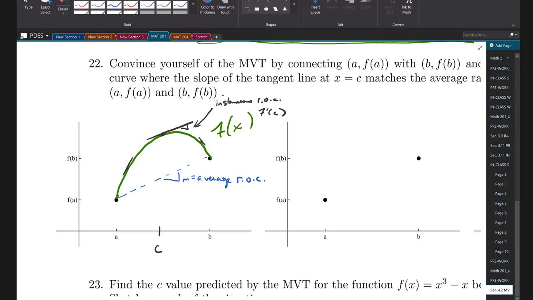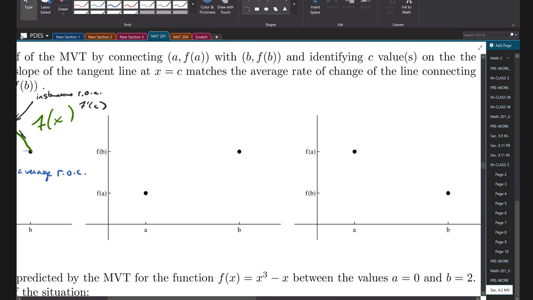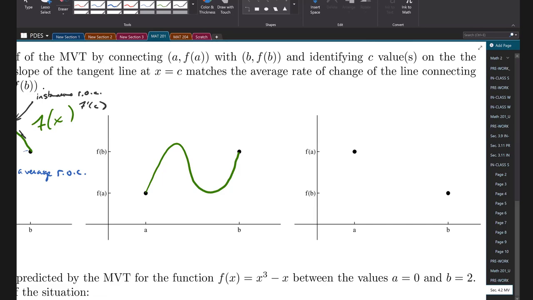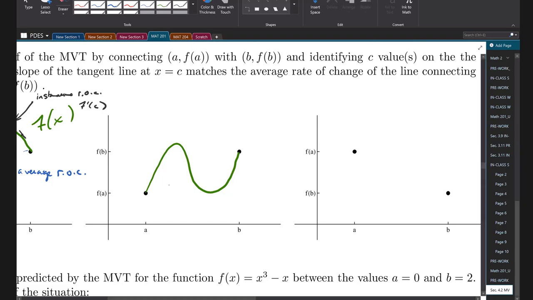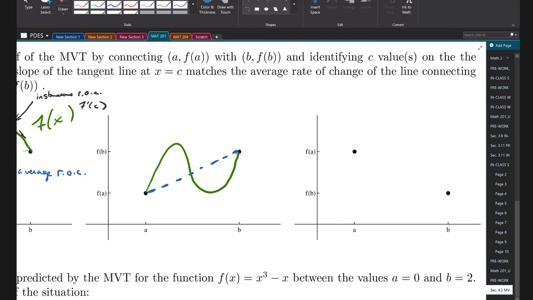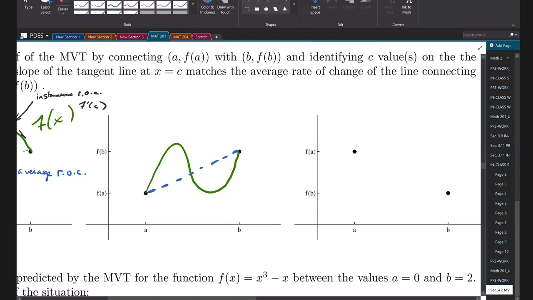Let's do it again. Let's draw maybe a little more complex of a function. Not too complex. It's still got to be continuous, meaning I can't pick up my pencil. And it's got to be differentiable, meaning I can't have any jagged edges in it. Then the mean value theorem says that there is at least one point where the slope of the tangent line is the same as the slope of that blue secant line. Can you find it? I see it. Do you? I think it's right there.